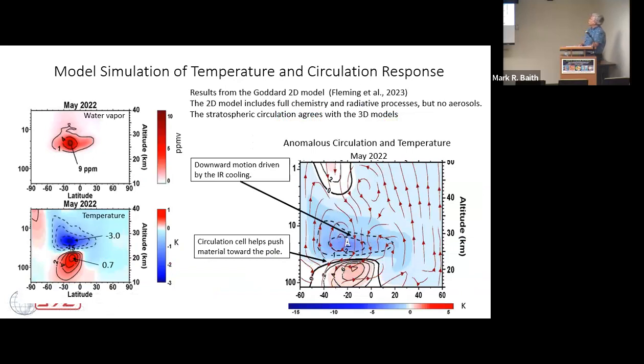So I wanted to show you a little bit of what you see in the case of the temperature and circulation response from the Goddard 2D model by Eric Fleming. This is a paper that's being revised now. It's been submitted, and there are revisions in 2023. The advantage of the 2D model is it has a full chemistry package, and it's very fast to run, and it uses residual circulations, et cetera, but it generates its own circulation.